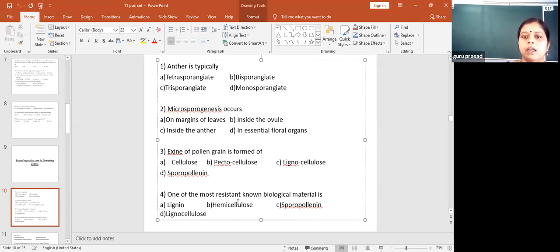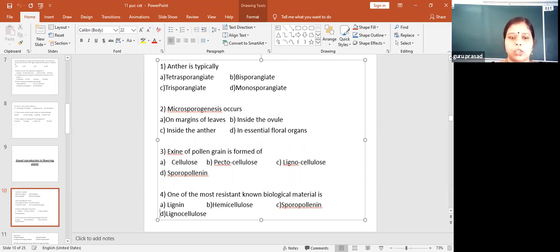See, one of the most resistant known biological materials is sporopollenin. It is said to be the strongest organic material ever known. Why? Because sporopollenin has the capacity to resist strong acid, high alkaline conditions, and high temperature. That's why it is the most resistant known biological material. So which is the correct option for this question? Sporopollenin is the correct option. Look, the answer is the same, sporopollenin, but the questions are of different types.